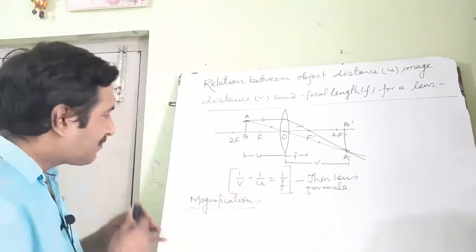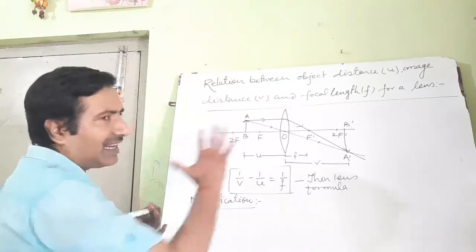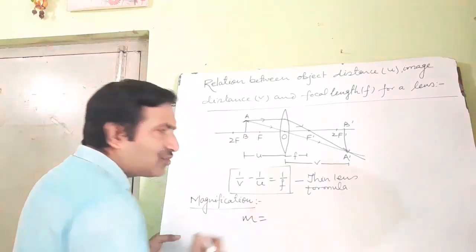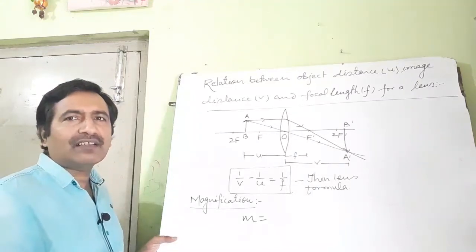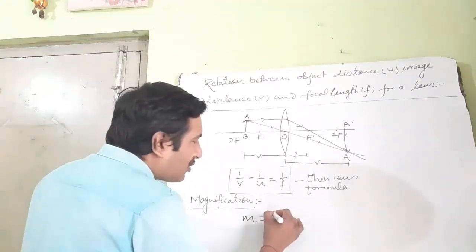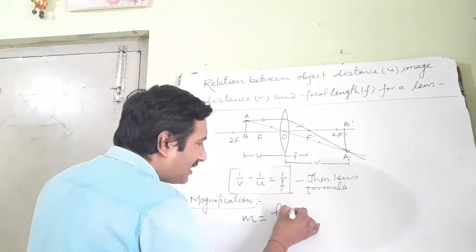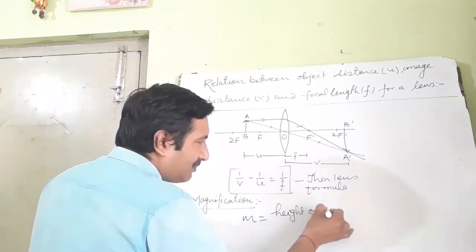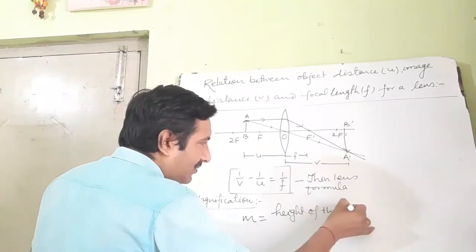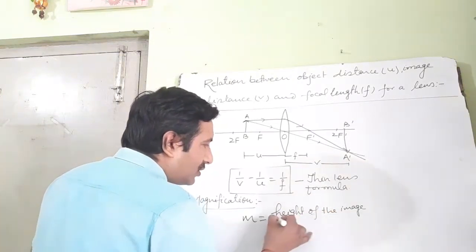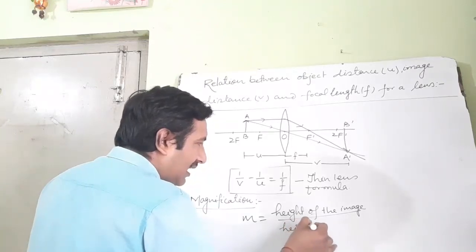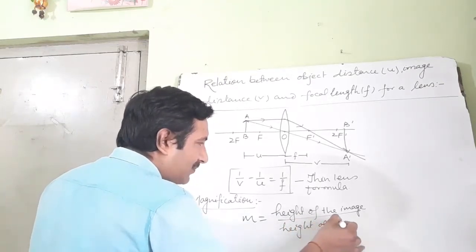Is it clear? Okay, so magnification of a lens is the ratio of size of image to the size of object. Size of image means here height of image. Height of the image by height of the corresponding object. Height of the object.